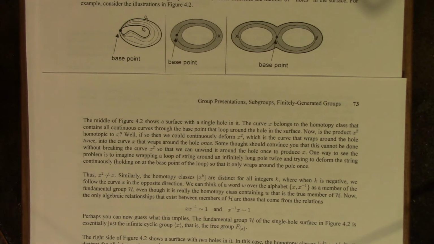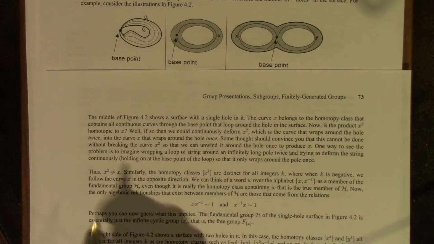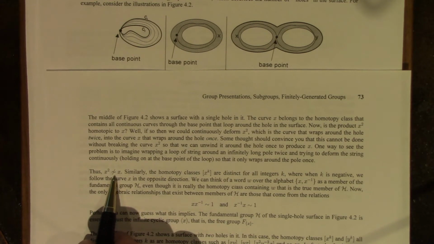Another way to think of it is to imagine wrapping a loop of string around an infinitely long pole twice. Wrap it around twice, and then try to deform that into a loop that goes around only once without breaking the string. You can't do it. So X squared is not homotopic to X, and therefore the homotopy class containing X squared is different from the homotopy class containing X.